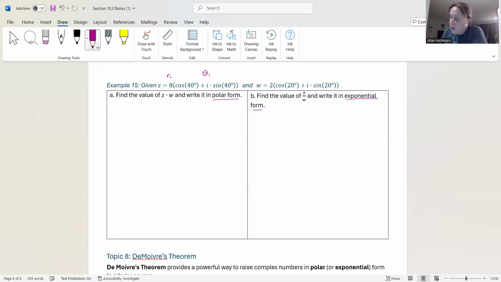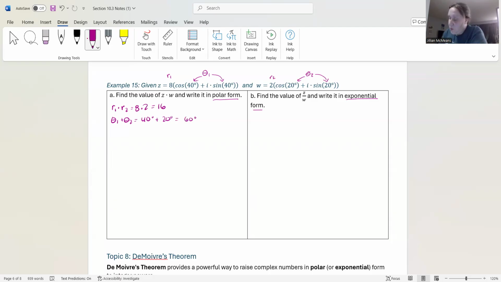So we have theta 1, that's going to be this 40 degrees. And then we have r2 and theta 2 right here. Okay, so when we're multiplying two complex numbers that are in polar form or exponential form, we want to take r1 times r2. So we're going to get 8 times 2, which is 16. So that's going to be the r value that we're going to be using here. And then we want to take theta 1 plus theta 2, which is going to be 40 degrees plus 20 degrees, or 60 degrees.